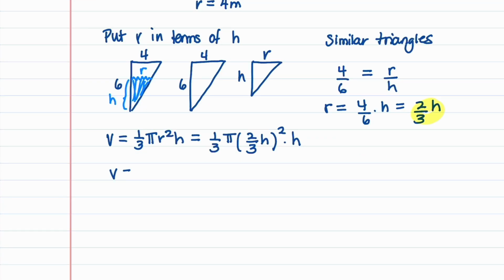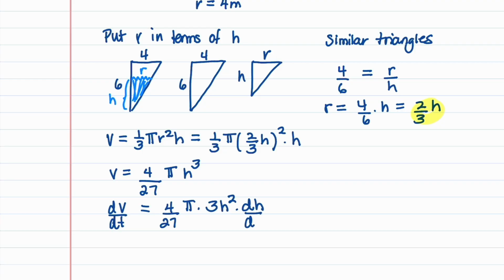Our volume then is 2 squared, which is 4, and then we have 3 times 3 times 3, which is 27. So we have V equals 4/27 pi h cubed. Now we can take the derivative. We have dV/dt on the left, and on the right, we have 4/27 pi times 3h squared times dh/dt. Let's go ahead and cancel that 3 out. This then is 4/9 pi h squared dh/dt.